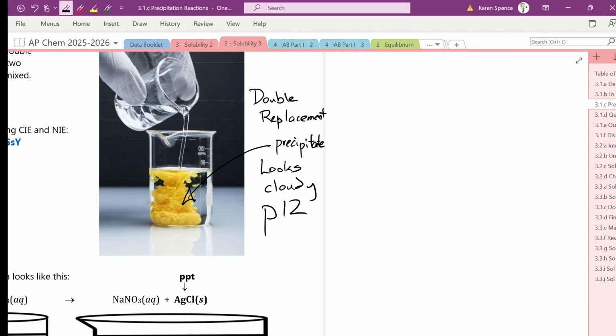Are you able to predict the products of a double replacement reaction? Are you able to predict which of the products would be solid and which would be aqueous? That was maybe a third of you. How many people would like me to go over how to predict the products? Yeah? Okay, we're going to go through this.